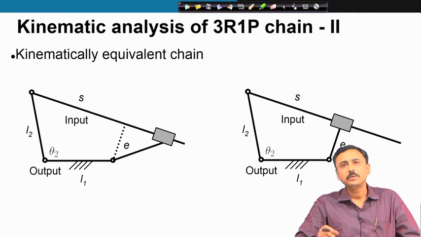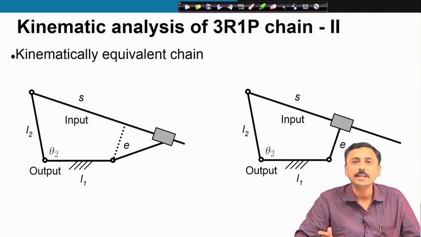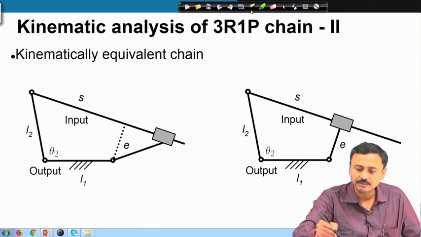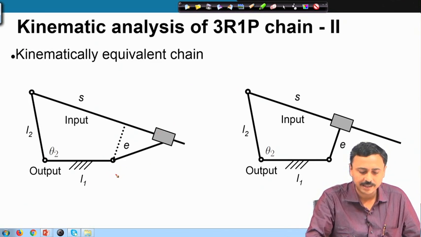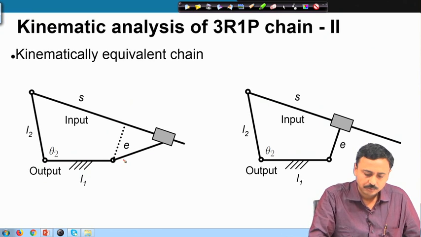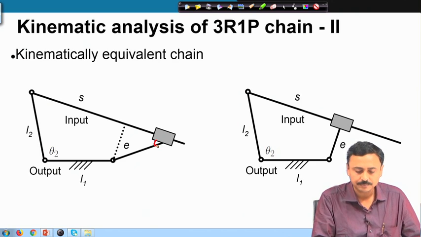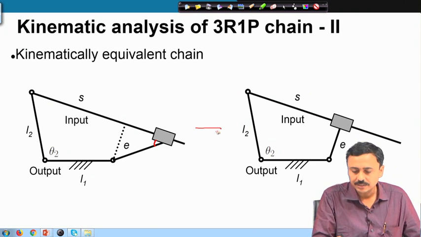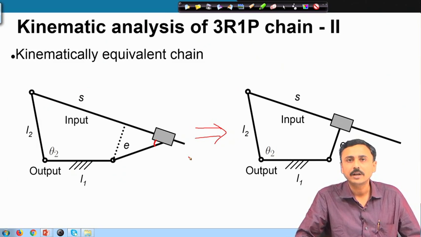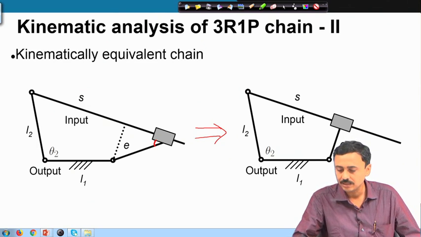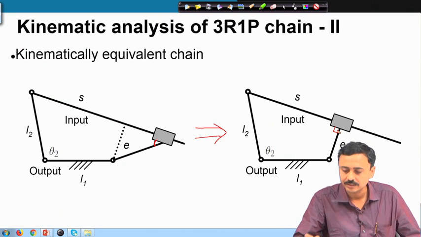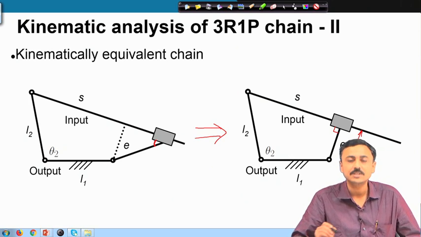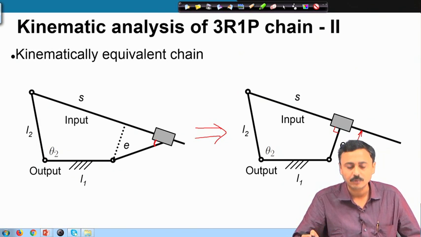Then we go over to the 3R1P chain of type 2. Here I have shown two kinematically equivalent chains. If I am given the chain on the left where this angle is an arbitrary angle, then I can convert to a 3R1P type 2 chain in which this angle is 90 degrees and this distance is E. This distance is E, the offset of this 3R1P chain.